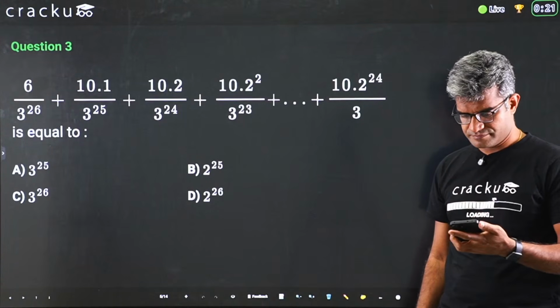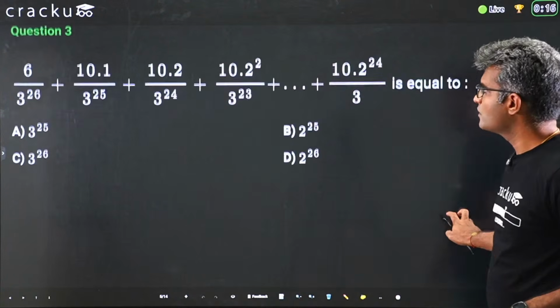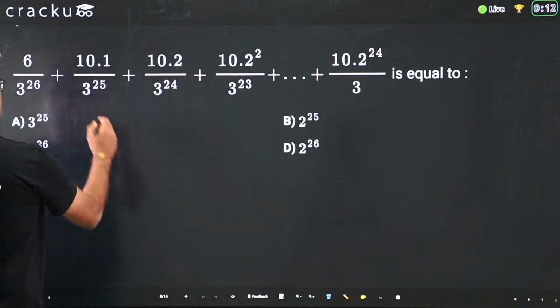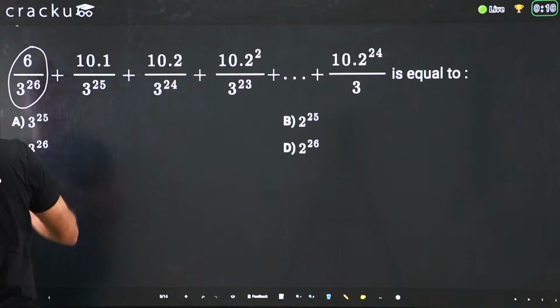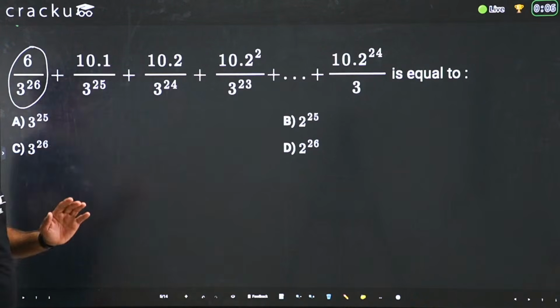Okay, let us try to answer this question. In this question, we are given an expression and we are asked to calculate its sum. The first term seems odd. It is 6 divided by 3 to the power 26. From the second term, we can find a progression.